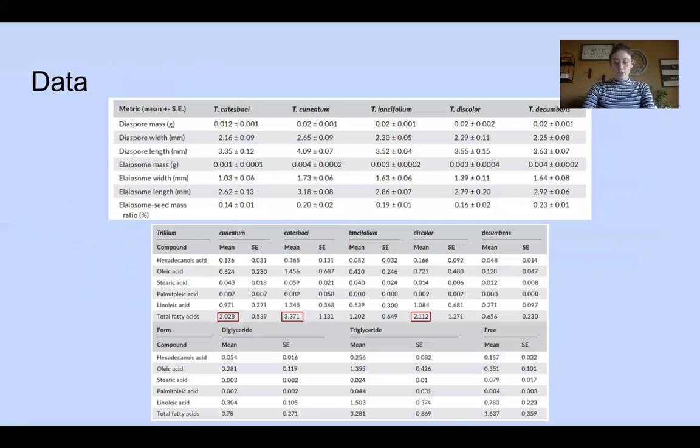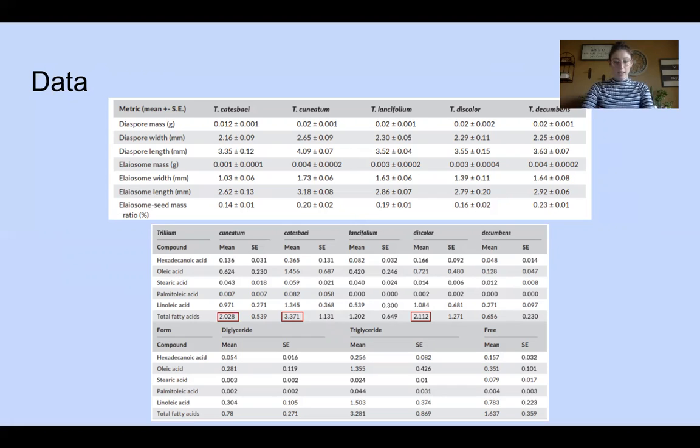Then, contrary to their first hypothesis, elaiosome mass, width, and seed mass ratios were not significantly different among different species. As you can see, looking at the table, all of the numbers are roughly within the same range. But the final 2 hypotheses were supported.